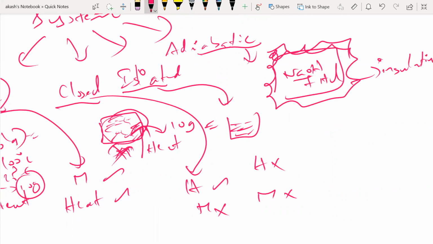Now, we know this NaOH plus HCl, what kind of reaction is it? Is it endothermic or exothermic? What is endothermic? What is exothermic?